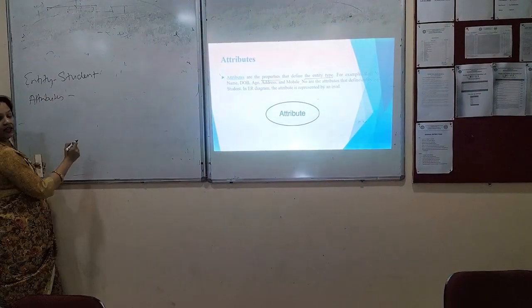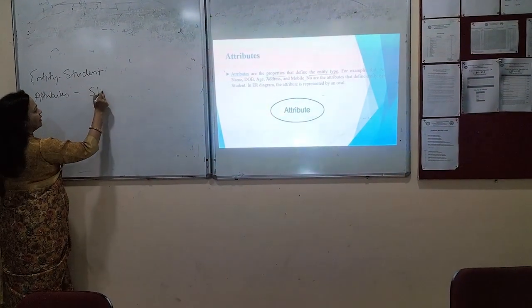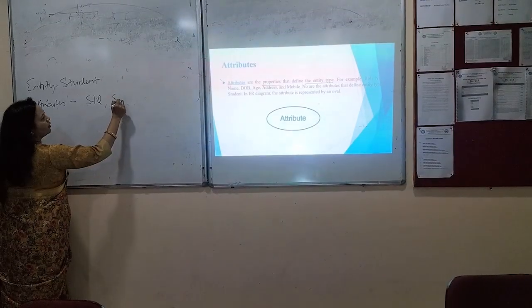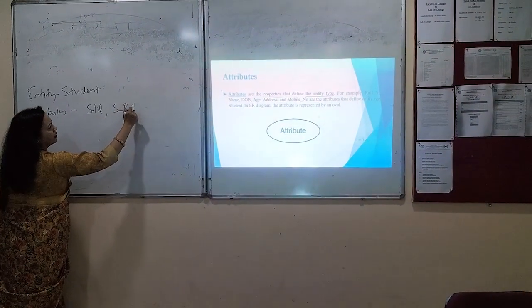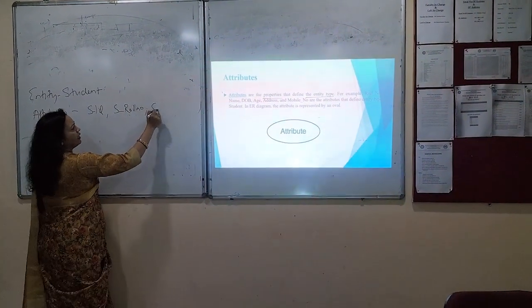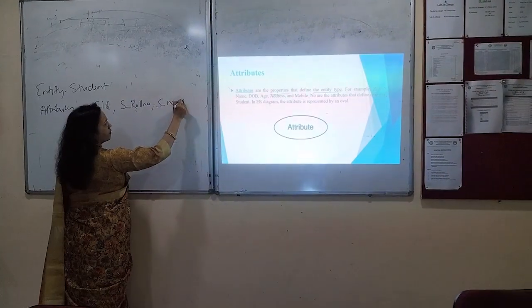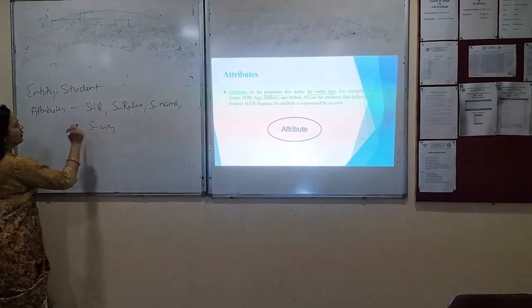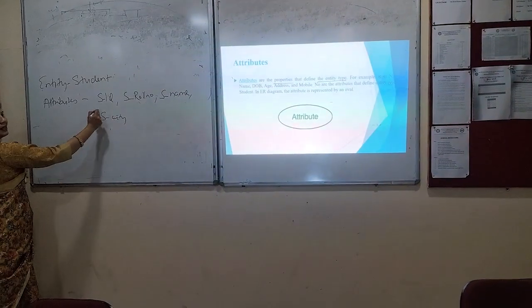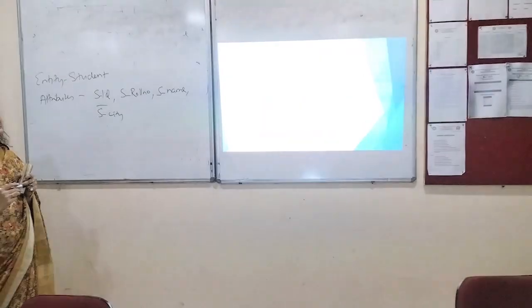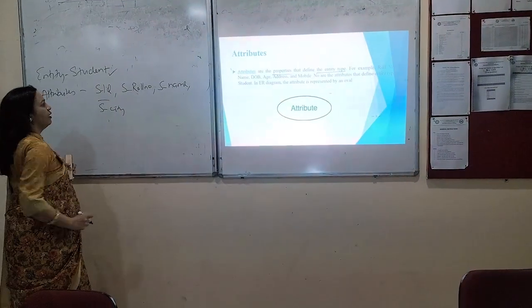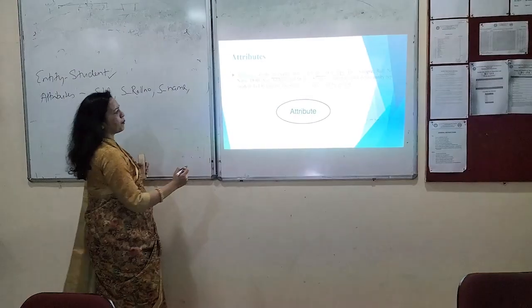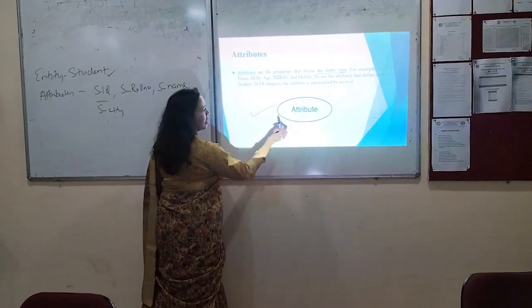They can be student ID, student roll number, student name, student city. Okay, so all these will be the attributes because these are the properties of this entity student. And one more thing, we have to represent our attribute through an oval.